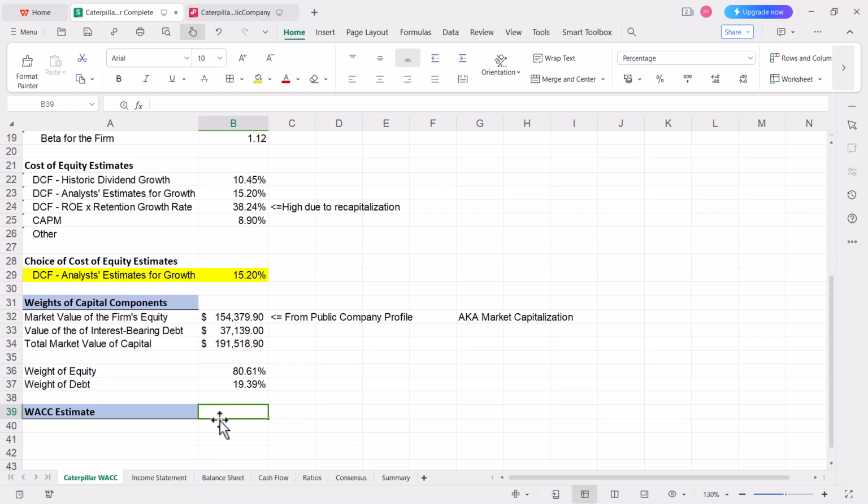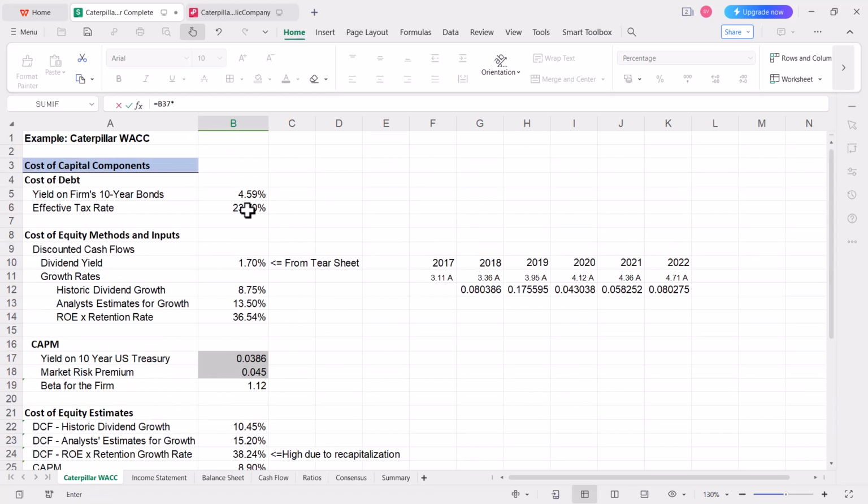So the equation says that the weighted average cost of capital is equal to the weight of debt multiplied by the cost of debt, and note that this is the yield on the firm's 10-year bonds, multiplied by 1 minus the tax rate. We multiply by 1 minus the tax rate because the interest for a firm is tax deductible. So there is a tax benefit to that debt.